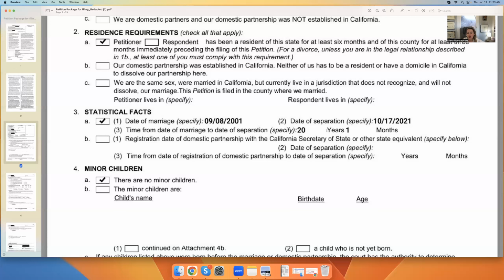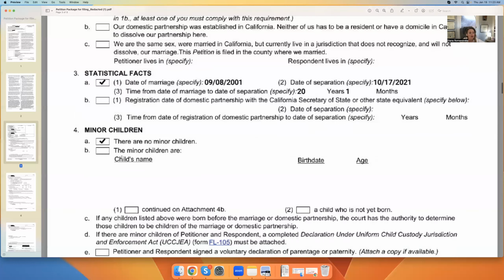And then you type years and months. So although it says years here, it means months. So years, months. 3B, registration date of domestic partnership. Same here. 3B3, time from date of registration of domestic partnership to date of separation. So fill it out here.